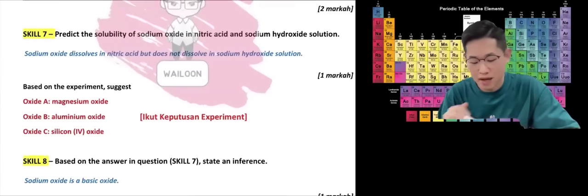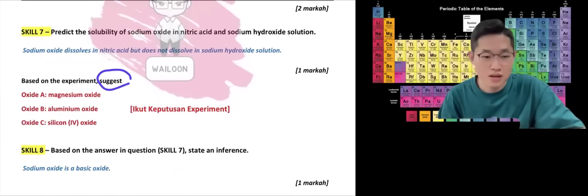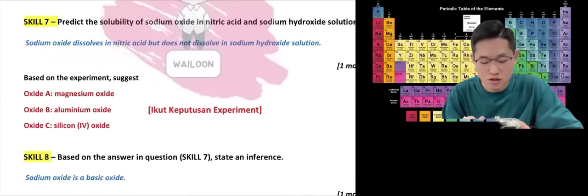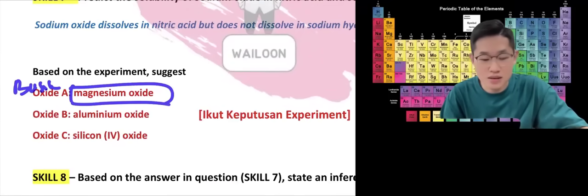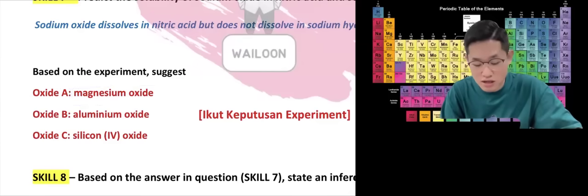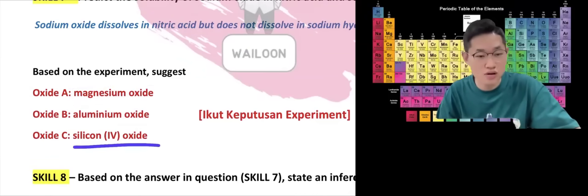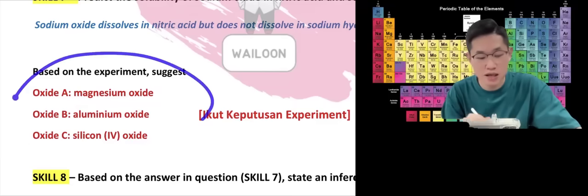Prediction here, they might want you to suggest. So let's say you finish your experiment already. You found out that oxide A is basic. Then they might want you to suggest a name. So it can be magnesium oxide; amphoteric, go for aluminum oxide; acidic, silicon(IV) oxide. So they can change this part.